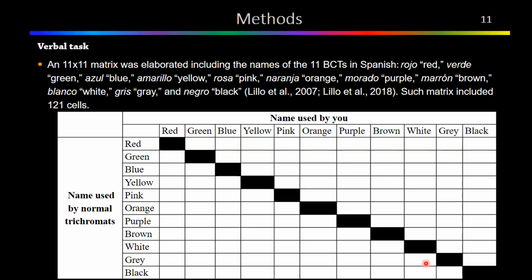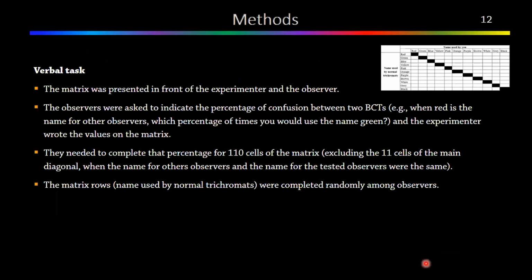In the verbal task, we presented this 11 by 11 matrix that, as you can see, included the 11 basic color terms in Spanish in the top row and in the leftmost column. The matrix was presented in front of the experimenter and the observer, and the observers were asked to indicate the percentage of confusion between each pair of basic color terms.